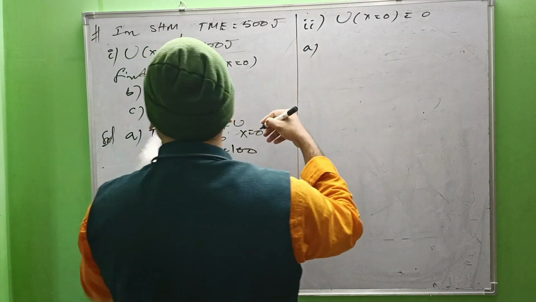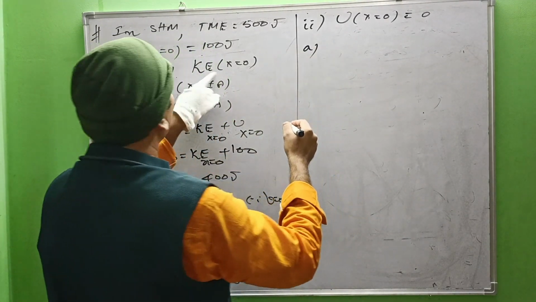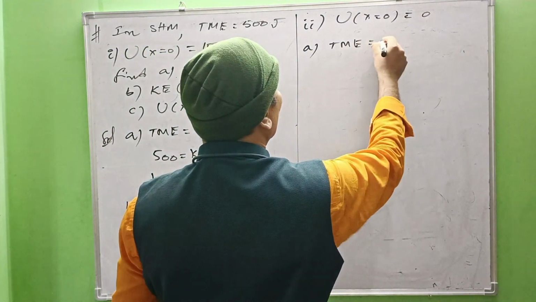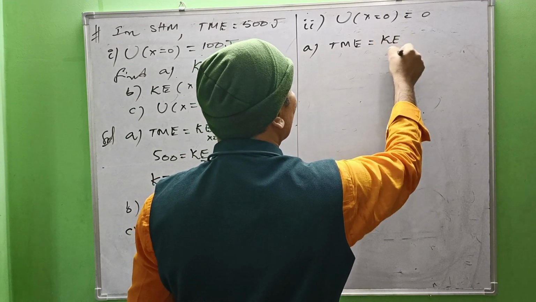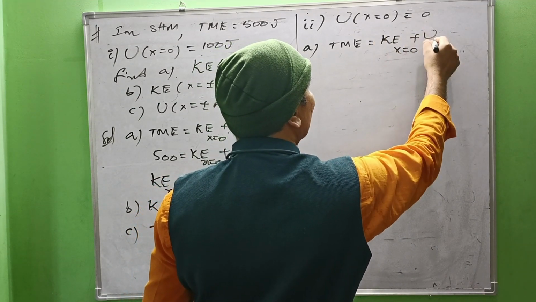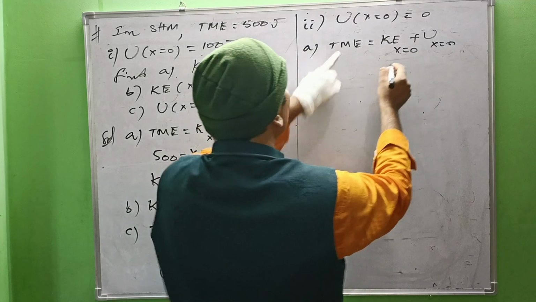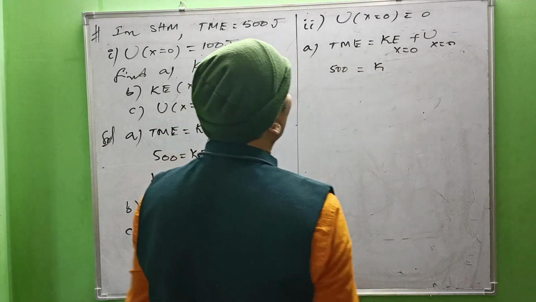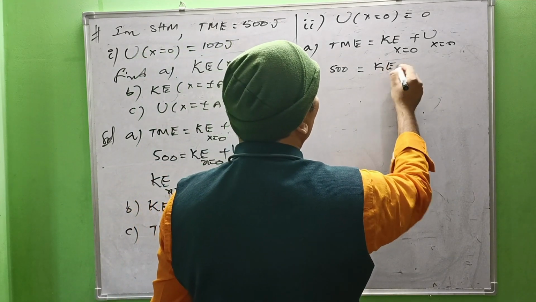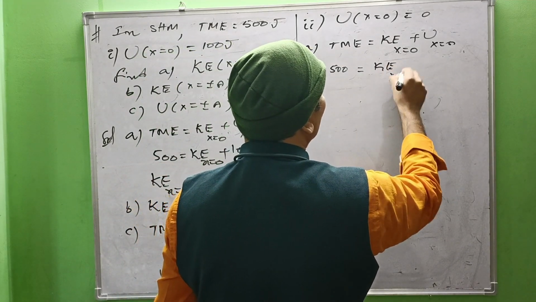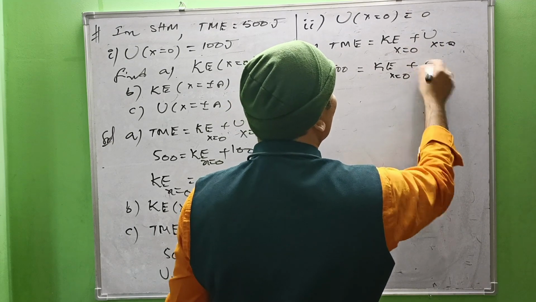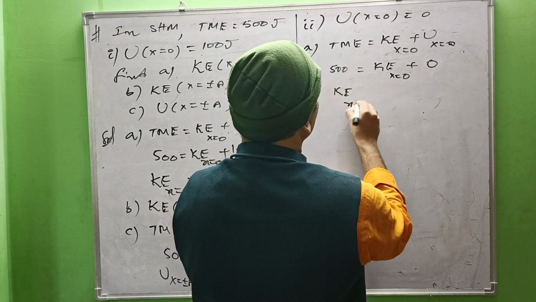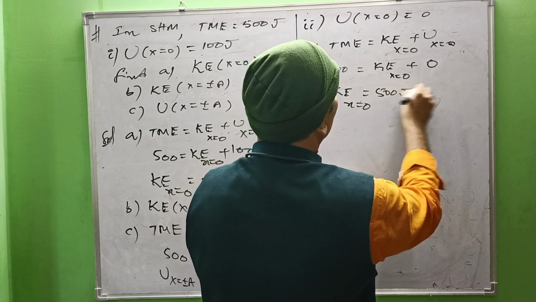Question number A. What is the kinetic energy at x equal to 0? Total mechanical energy at x equal to 0 equals kinetic energy at x equal to 0 plus potential energy at x equal to 0. What is the value here? 500 joules equals K at x equal to 0, unknown, plus U at x equal to 0, which is what? 0 from the data. That is, Ke at x equal to 0 equals 500 joules, right?